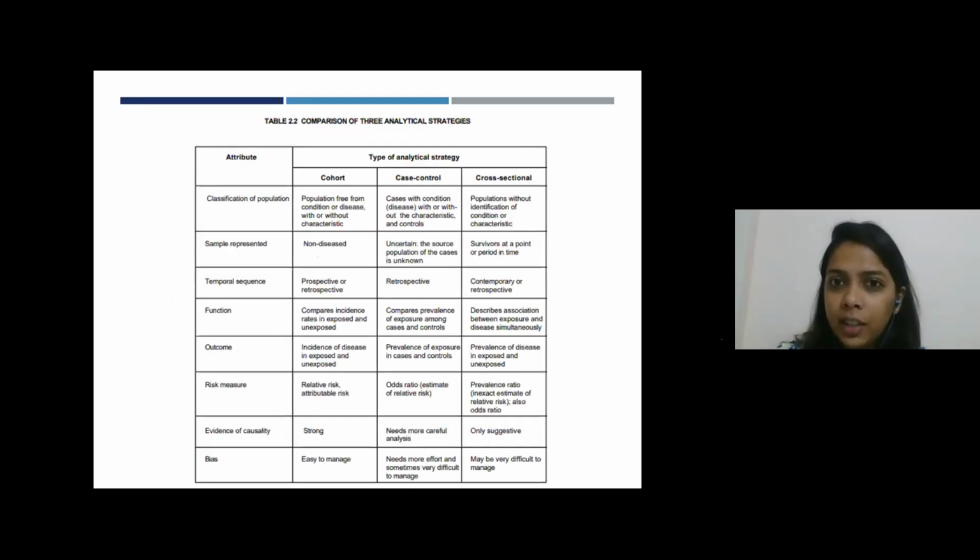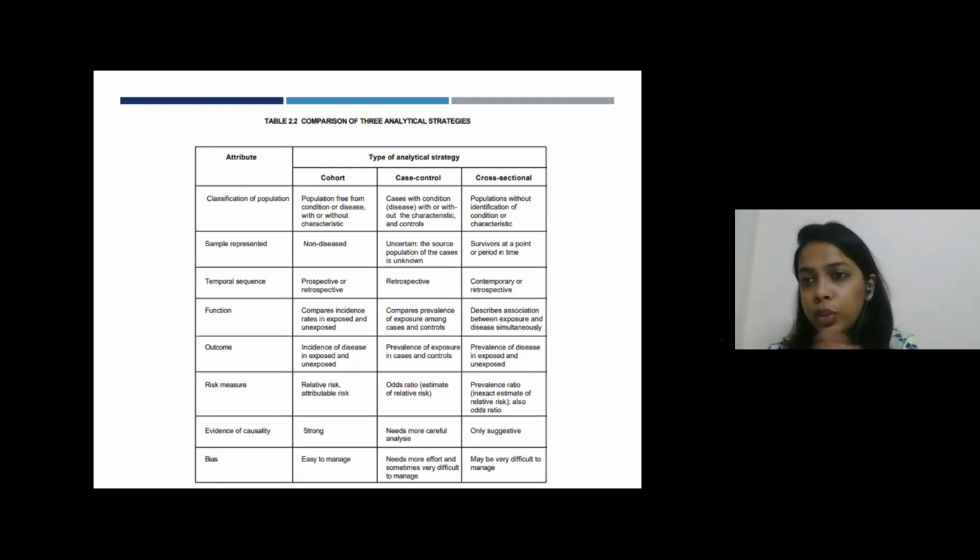To summarize the three different types of analytical studies, you have your cohort, case control, and cross-sectional, each of which are similar yet different, and you shouldn't get confused. Depending on what you want to identify, what your objective is and how you want to go about it, you can choose whichever analytical strategy you want, depending on what sort of risk measure you want to identify and what your outcome is. This is why drawing up a protocol before you begin your research is very important.